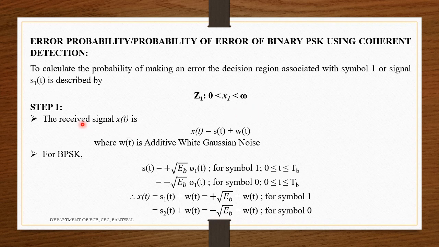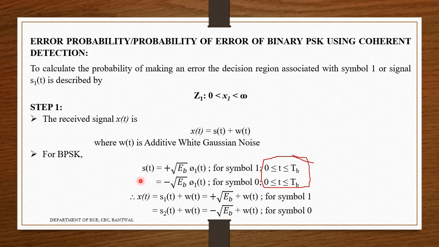First, as the receiver, as I said when solving the block diagram, x of t is equal to S of t plus W of t, where W of t is Gaussian noise. Now S of t is equal to plus square root of EB into phi 1 of t for symbol 1, and minus square root of EB into phi 1 of t for symbol 0, over the same bit duration 0 to TB.